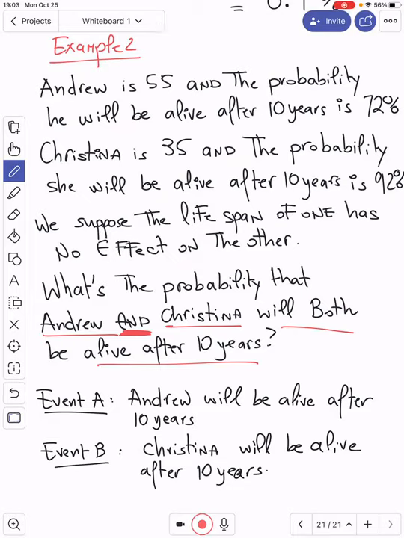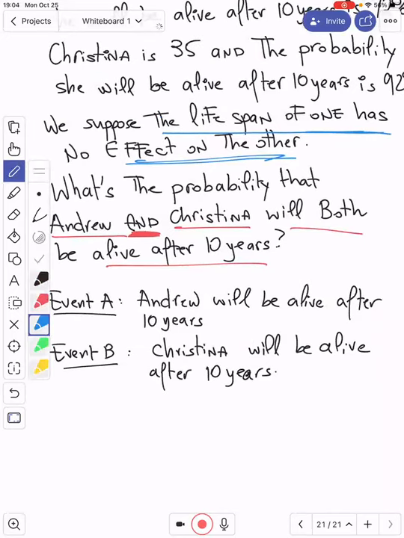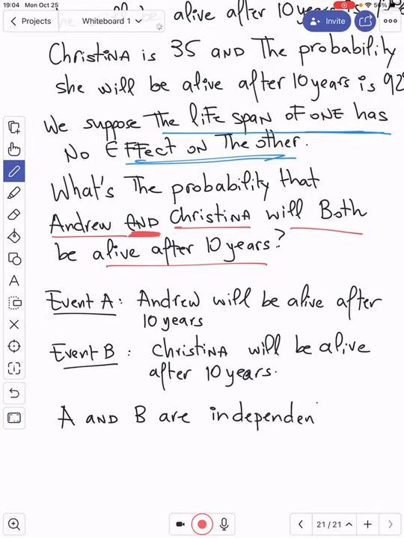A and B. And these two events, A and B, as you can see from the question here, we say the lifespan of one has no effect on the other. So it means that Andrew being alive after 10 years is independent of the event where Christina is alive after 10 years, right? So the two events A and B here are independent. There is no connection between the two events. All right. Now, how do we compute the probability of A and B?